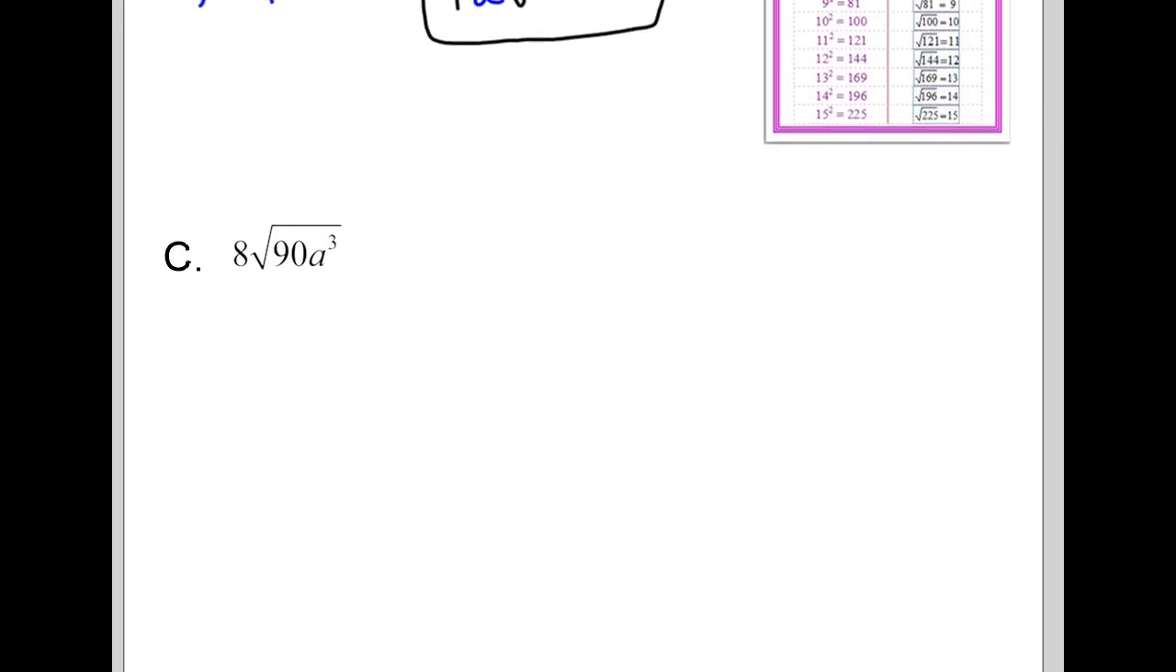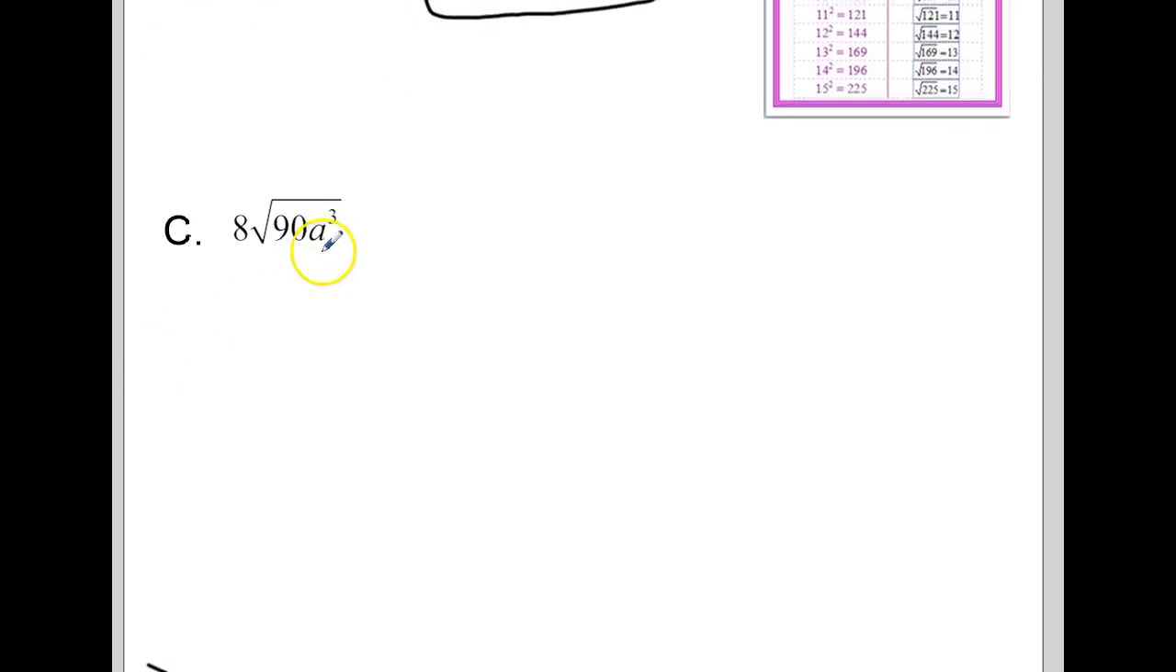All right, let's try 8 times the square root of 90a cubed. I know 90 isn't a perfect square, so I'm going to start breaking this down. The first prime number that goes into it, I'm going to say 3 times 30. I can break 30 down into 3 times 10, and I can break 10 down into 2 times 5. So what are the numbers I'm looking at? At the bottom here, I'm looking at this row: 3, 3, 2, 5. While I'm at it, I'm going to write out my a cubed.